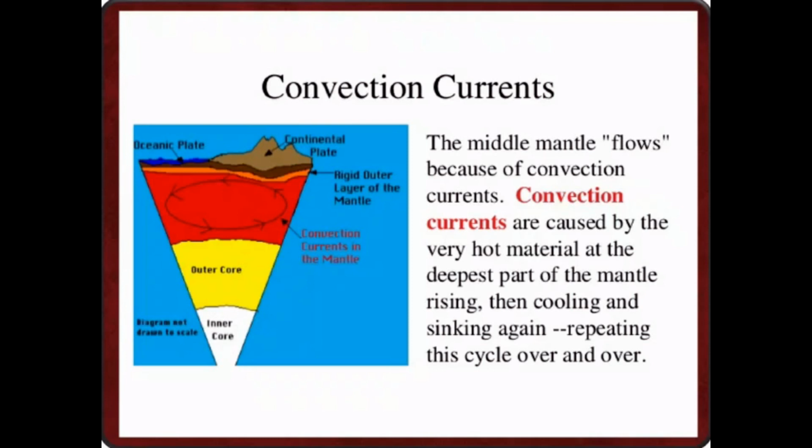So, the middle layer, you can see in the picture, flows because of the convection currents. The convection currents are caused by the very hot material at the deepest part of the mantle rising, then cooling, and again sinking. So, this process is repeated like a cycle over and over again.